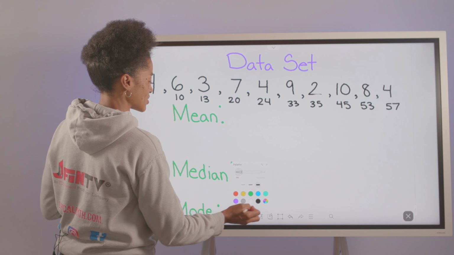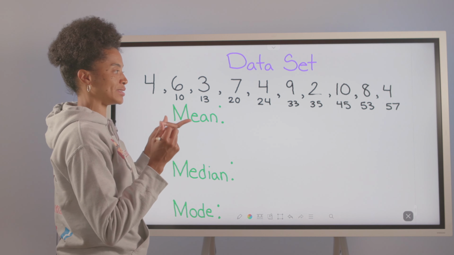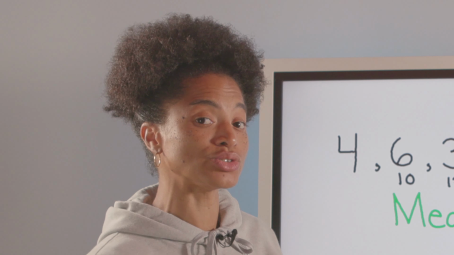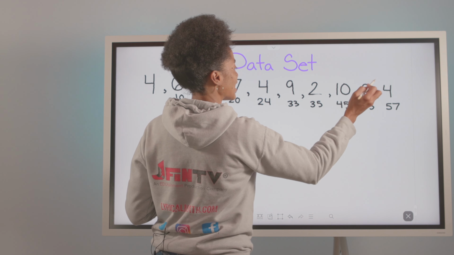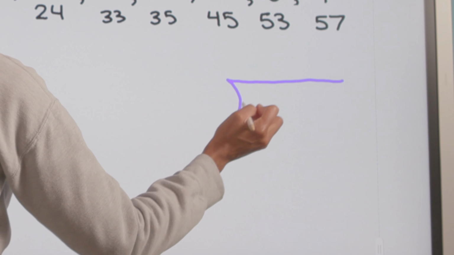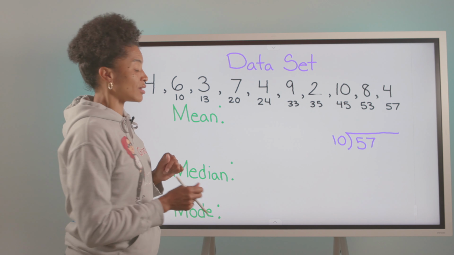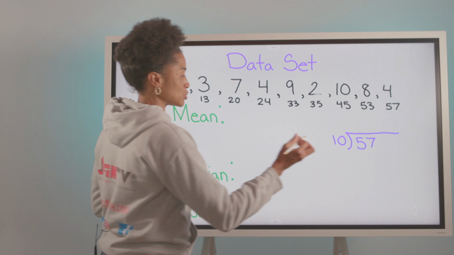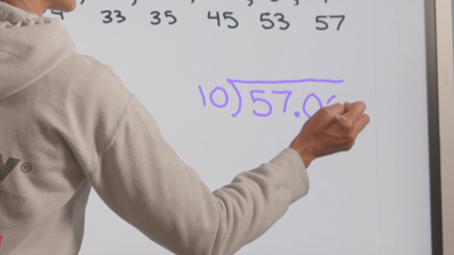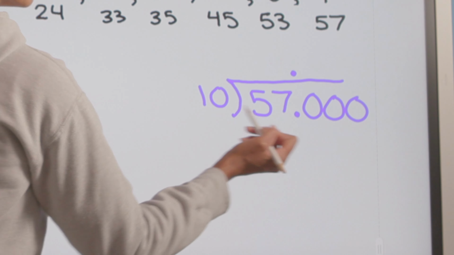We're going to take that sum and divide it by the total number of data values. Let's count. We have 1, 2, 3, 4, 5, 6, 7, 8, 9, 10. We will set up over here, and we have 57 divided by 10 data values. Inside where we have our dividend, I want you to set up a decimal and 3 zeros. And then where the quotient is, put a decimal above the decimal in the dividend.